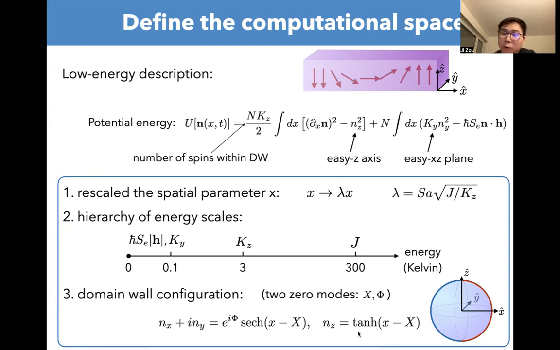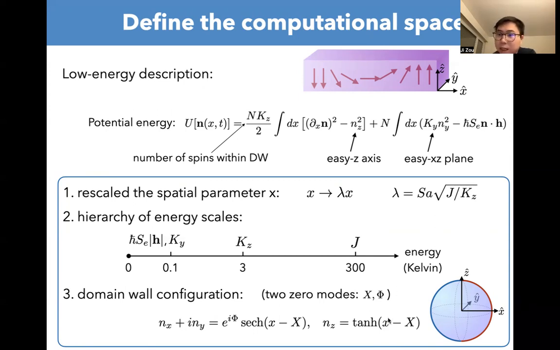There are two important parameters in this expression. One is the capital X, which physically stands for the position of the domain wall. This is a zero mode because of the translational symmetry of your potential energy in real space, meaning that we can place this domain wall anywhere within the nanowire. They cost the same energy.